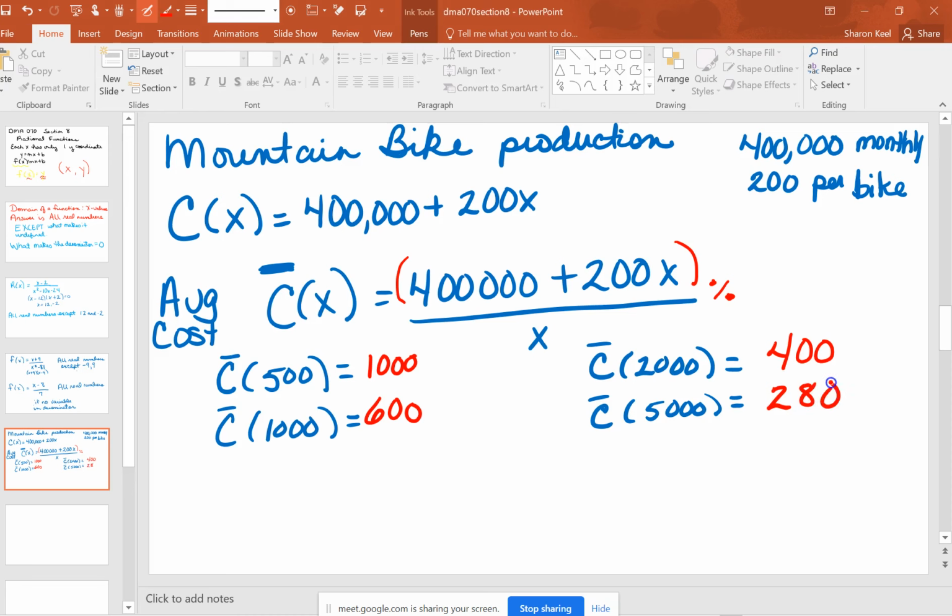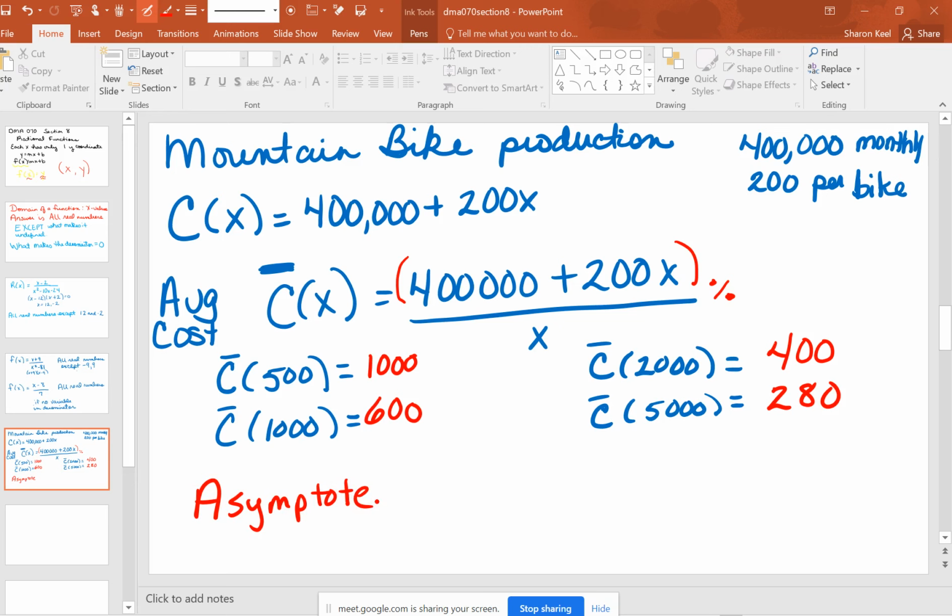So what do you notice about the cost of producing the bicycles? The more bicycles you produce, when you go from 500 to 1,000, the price drops by 400. Then when you double it to 2,000, the price drops to 400. When you produce 5,000, it goes to 280. Something that you may be asked about is also going to be what is the asymptote of this equation.